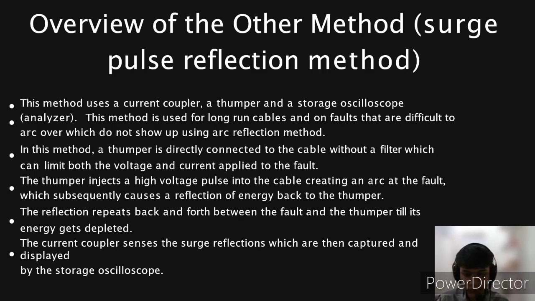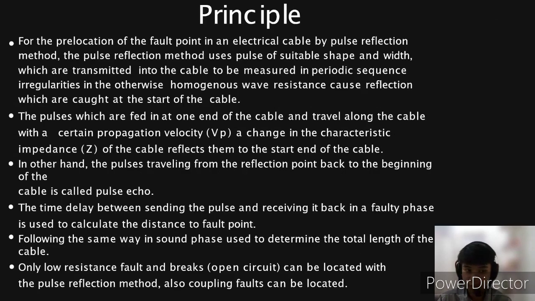The thumper injects a high voltage pulse into the cable, creating an arc at the fault, which subsequently causes a reflection of energy back to the thumper. The reflection repeats back and forth between the fault and the thumper until its energy gets depleted. The current coupler senses the surge reflection, which is then captured and displayed by the storage oscilloscope. Principle of the pulse reflection method.